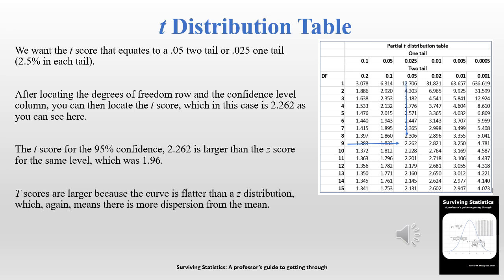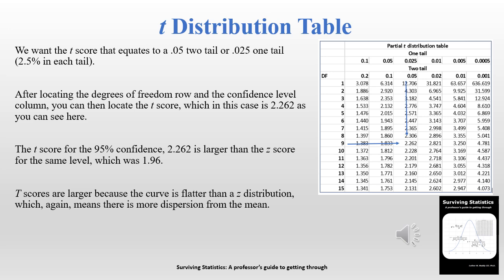So the degrees of freedom are extremely important here. So we scroll down the far left column looking for degrees of freedom of 9. We then scroll over to the 95% confidence interval with a two-tailed test, and we come up with a value of 2.262. So that's our t-score. That's a little higher than we came up with for the z-score of 1.96.